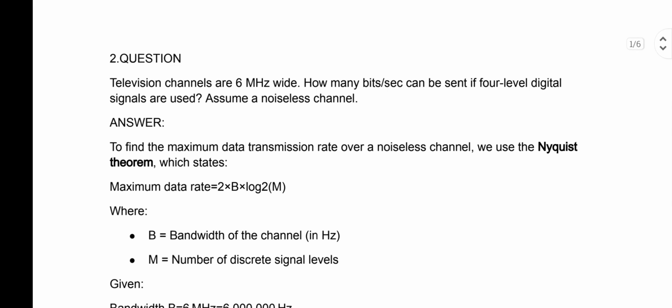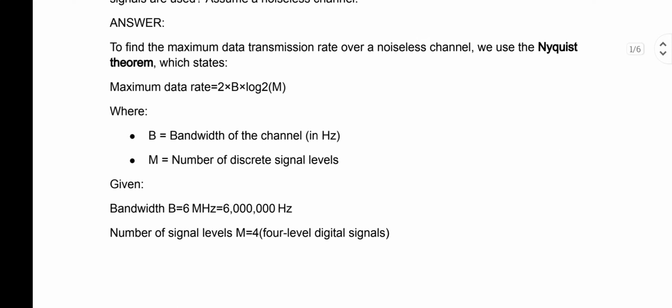Question 2. Television channels are 6 MHz wide. How many bits per second can be sent if 4-level digital signals are used? Assume a noiseless channel. To find the maximum data transmission rate over a noiseless channel, we use the Nyquist theorem, which states the maximum data rate.